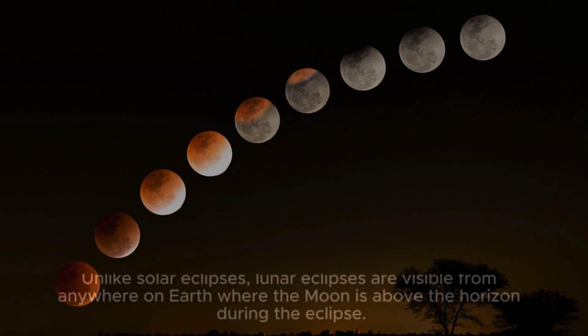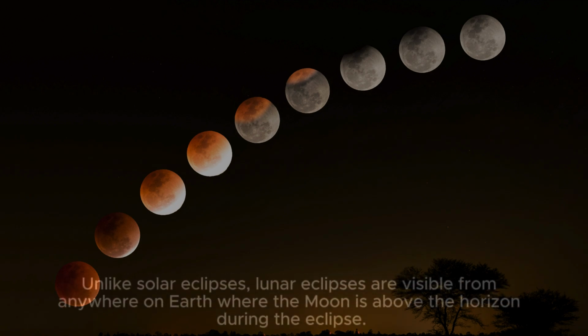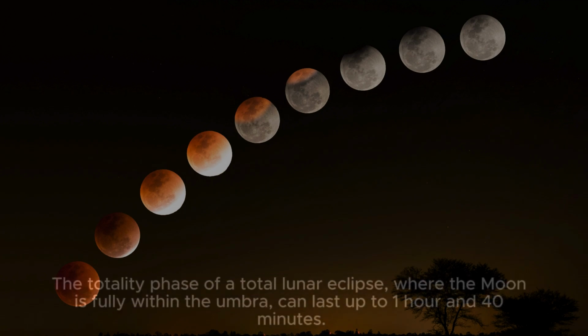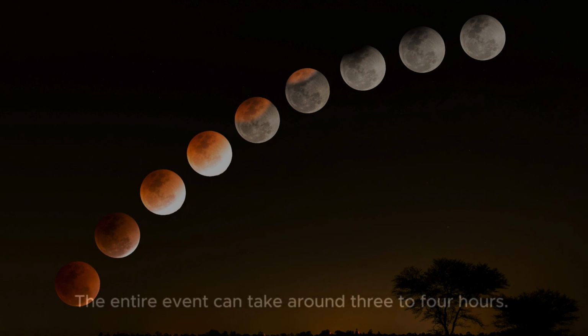Unlike solar eclipses, lunar eclipses are visible from anywhere on Earth where the moon is above the horizon during the eclipse. Lunar eclipses can last for several hours. The totality phase of a total lunar eclipse, where the moon is fully within the umbra, can last up to 1 hour and 40 minutes. The entire event can take around 3 to 4 hours.